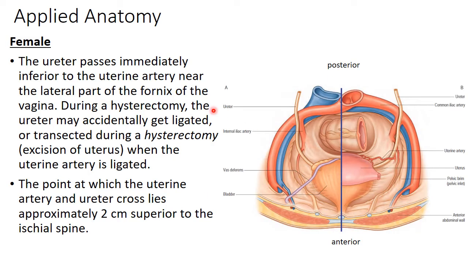Now in females, the ureter passes immediately inferior to the uterine artery near the lateral part of the fornix of the vagina. So after the vertical course along the lateral wall of the pelvis, when the ureter is turning forward and medially, then near the lateral part of the fornix of the vagina, it is crossed by the uterine artery.